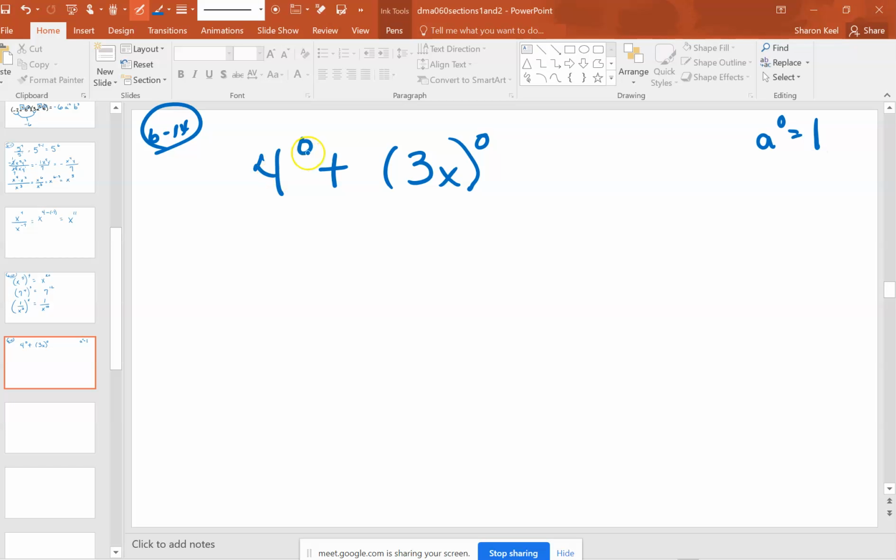So what is 4 to the 0 power? That would be 1. What is 3x? That whole parenthesis to the 0 power is 1. What's 1 plus 1? 2. Okay?